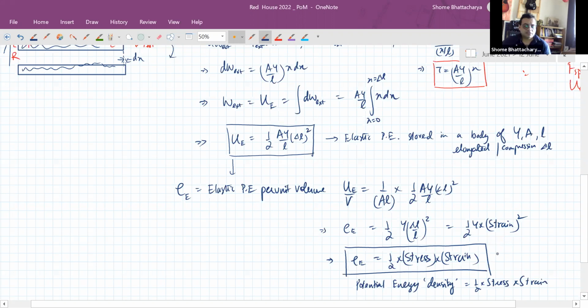And notice now that it's a universal formula. Though we have done the derivation above only for the longitudinal stress and strain, this can be applied universally to the case of shearing as well as the case of volumetric stress and strain.